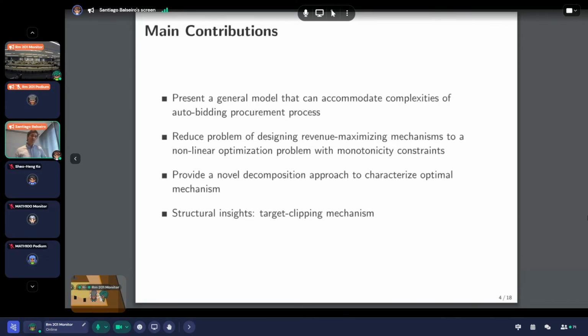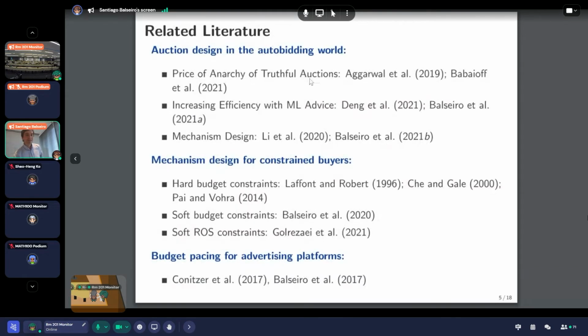Now, in terms of related work, there is a very recent line of work on mechanism design in the auto bidding world, looking at price of anarchy of different auctions, trying to incorporate ML advice, or doing Bayesian mechanism design. And we also build on work on mechanism design with constrained buyers. People have looked at budget constraints and return on spend constraints in isolation too.